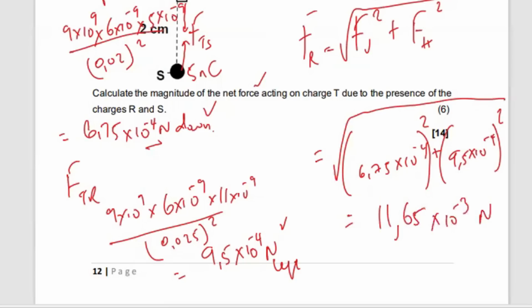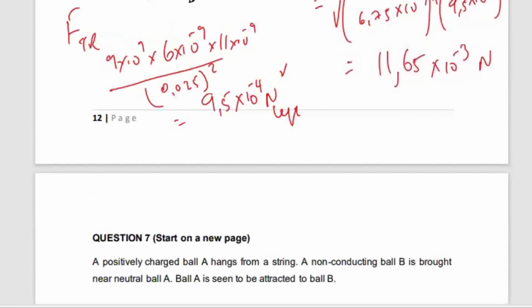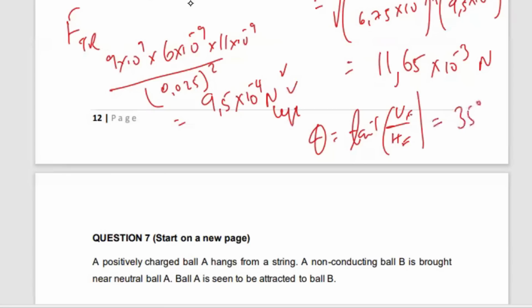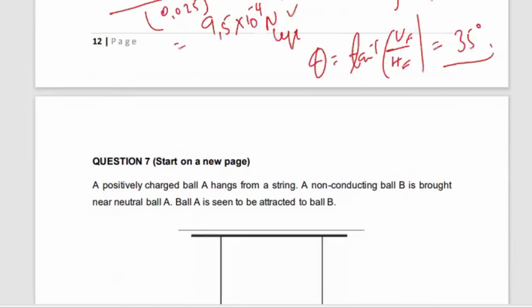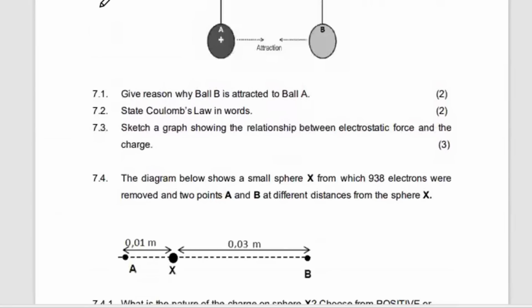Then since force is a vector quantity, I can also get the angle, which is the inverse tan of the vertical over the horizontal force. So when I replace the vertical and the horizontal, I'm getting about 35 degrees, or 35.39. All right, so that is question number 6. Question 7.